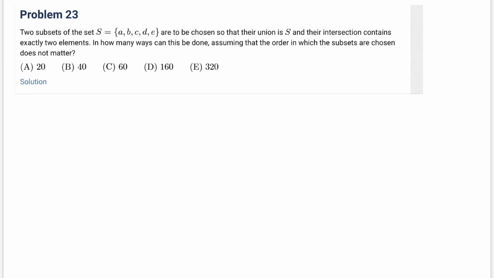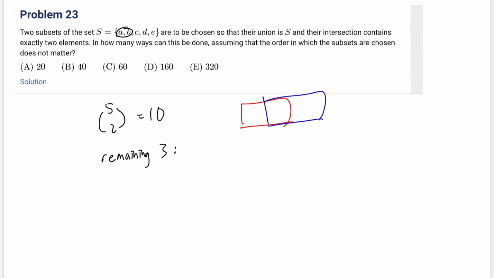So first we can choose 2 elements from S to be the common elements. So it's 5 choose 2, this is 10. And then let's say A and B is chosen. Of the remaining 3, it has 2 ways to go. So there is the first one, and then there's the second one, and then let's say it's A, B, right? So A and B are here, so C, D, and E are left. C could go into here or here, D could go into here or here, E could go into here or here, so it has 2 ways each.